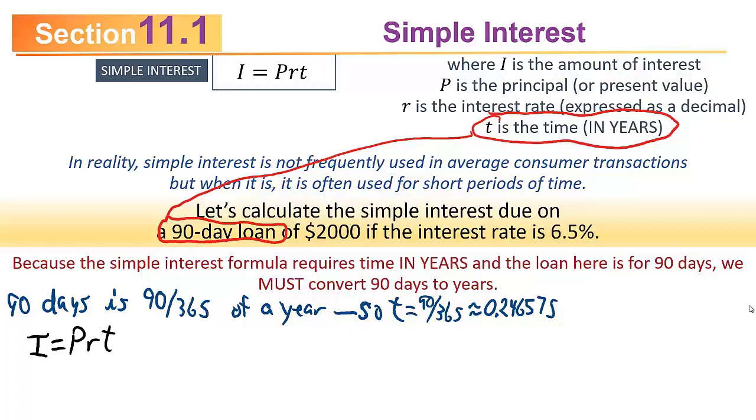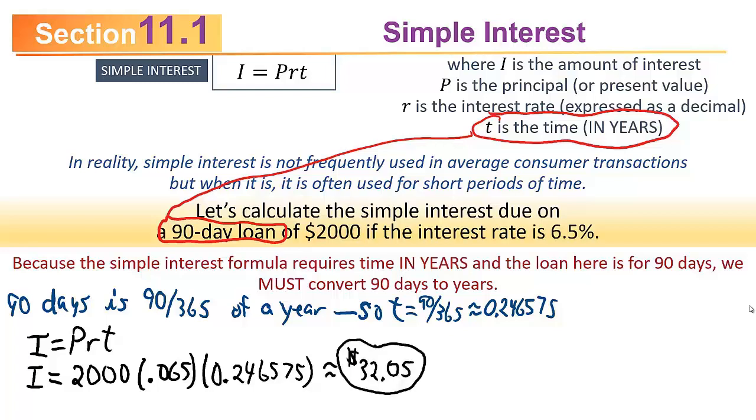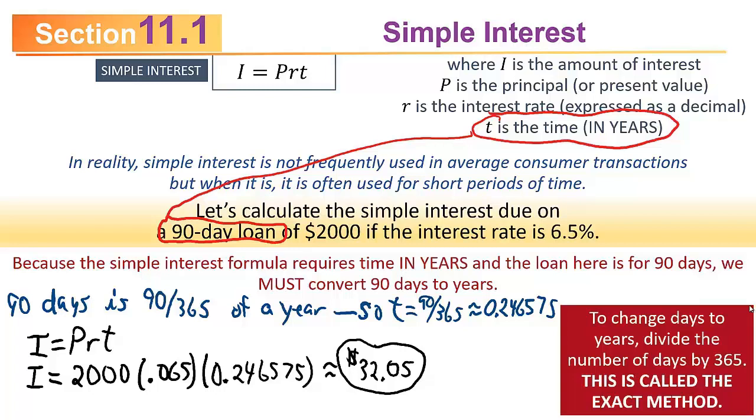Same formula. The principal is $2,000. The interest rate is 0.065, which is 6.5% written as a decimal. And the time is 0.246575. If you multiply those 3 numbers together, you get $32.05. So if you take out a 90-day simple interest loan at 6.5% where you've borrowed $2,000, you will owe $32.05. Dividing by 365 is called the exact method. I'll show you why with the next example.